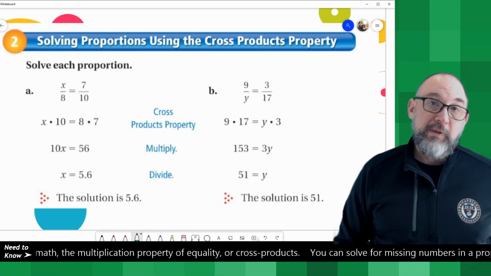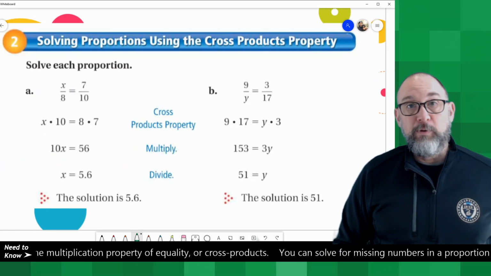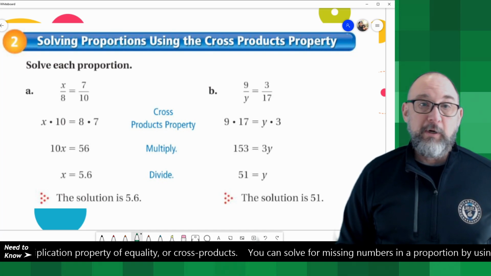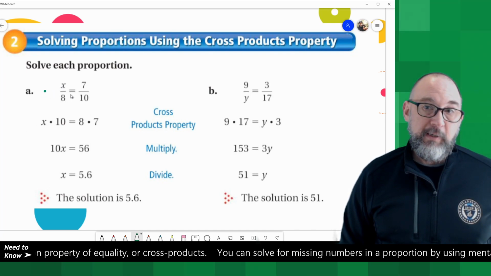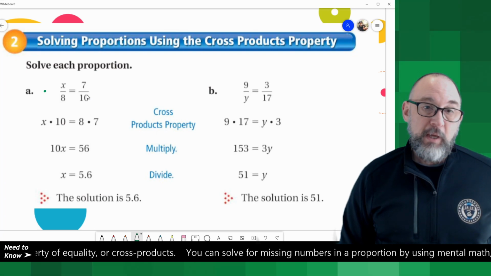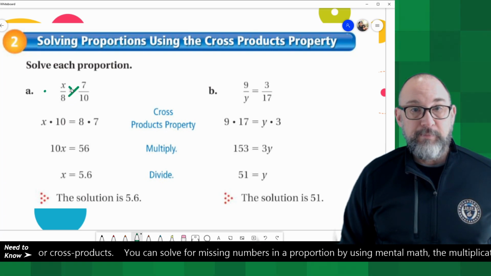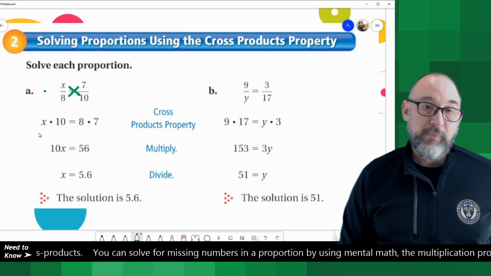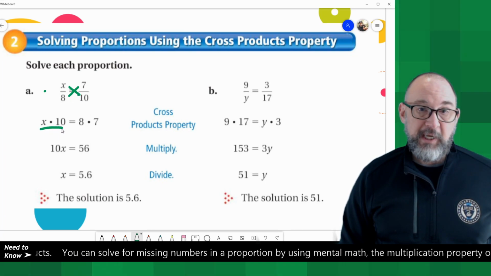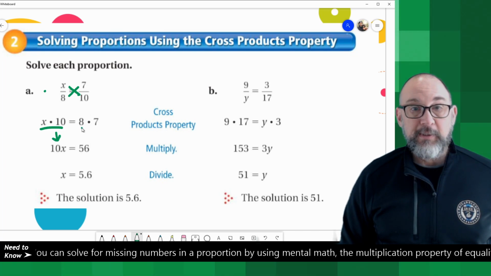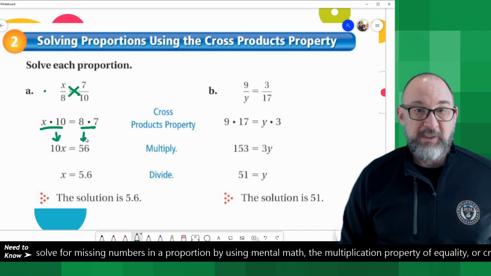So we can use all three of those understandings to solve for a missing value in a proportion statement. So here I have x is to 8 as 7 is to 10. So first I multiply my cross product. So I'm going to multiply 8 times 7 and x times 10. So here's my statement, x times 10, which is 10x, and 8 times 7, which is 56.